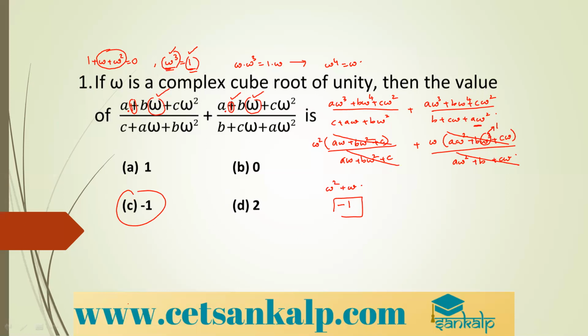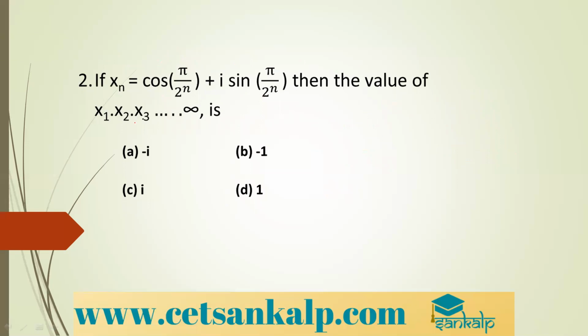Let's take the next question. In the second question, it's given that if xₙ = cos(π/2ⁿ) + i sin(π/2ⁿ), then the value of x₁ · x₂ · x₃ up to infinity is.